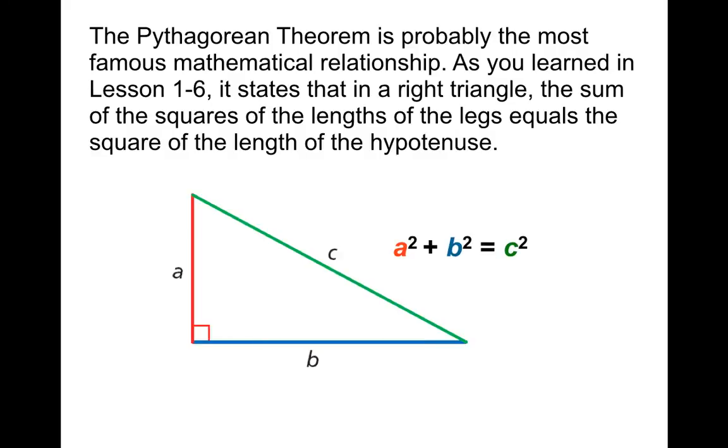A refresher on the Pythagorean theorem. As it says, it's probably the most famous mathematical relationship. In chapter 1, we reviewed it, and a lot of you knew what it was. You have to have a right triangle in order to use the Pythagorean theorem. It says that the sum of the squares of the lengths of the legs, which we call A and B, equals the square of the length of the hypotenuse. And C in the picture is the hypotenuse. So leg squared plus leg squared equals hypotenuse squared.